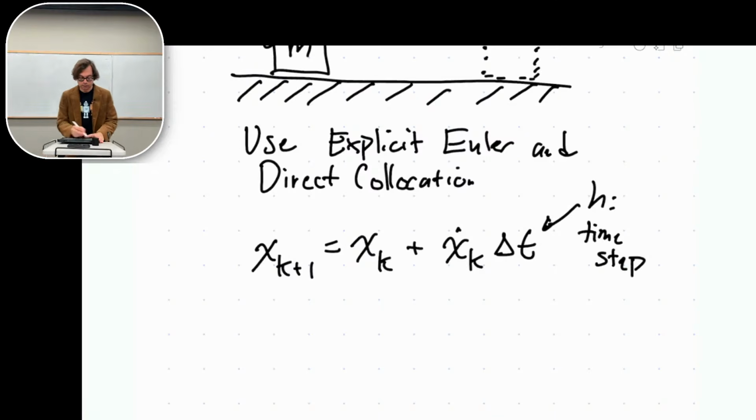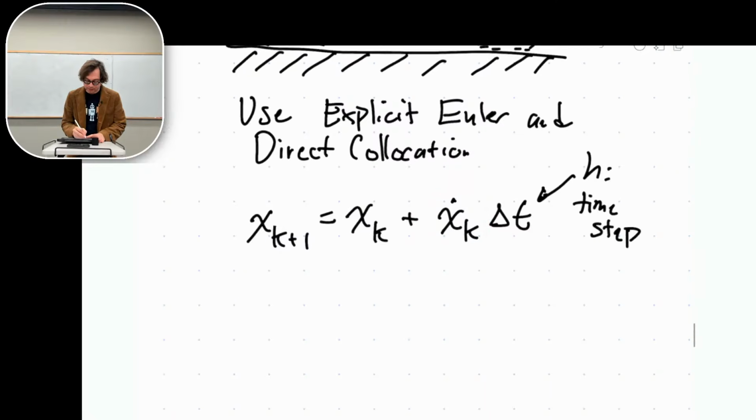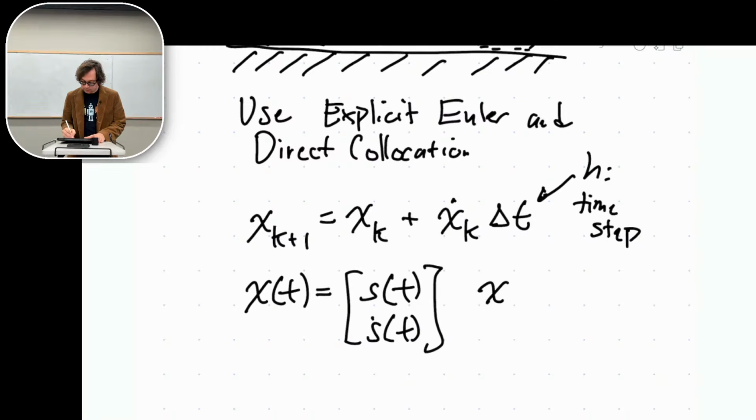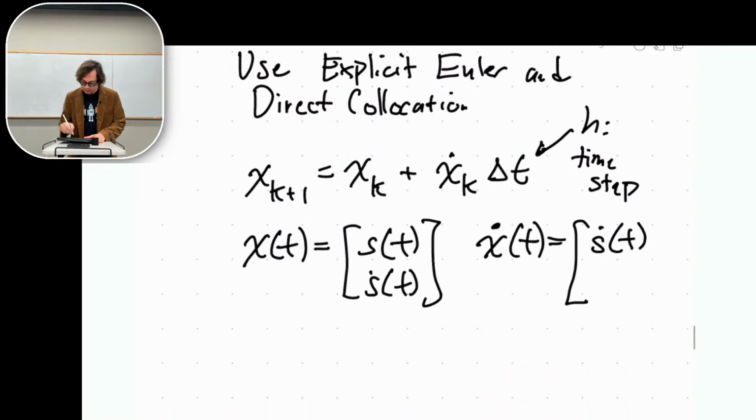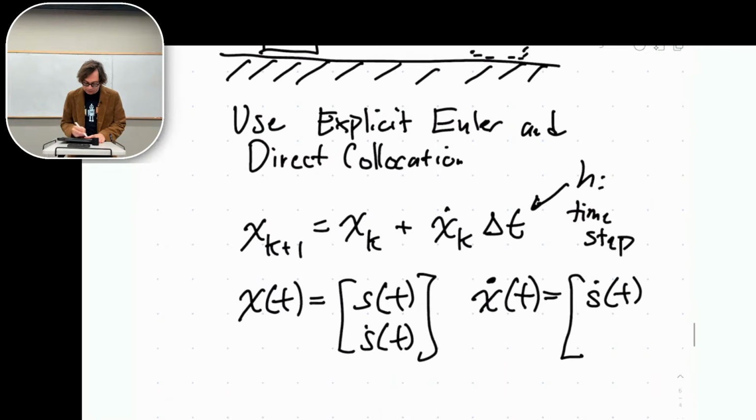Now, this is our state, of course, so we need to know what our states are. We've done this a billion times. I should come up with a different example. We're going to say that x of t is going to have our two states, s of t and s dot of t. And the derivative of that state, derivative of s of t, is going to be s dot of t. That is the state. And if we have a mass, our acceleration, s double dot of t, is going to be 1 over m times our force u of t. That's just our physics, right?